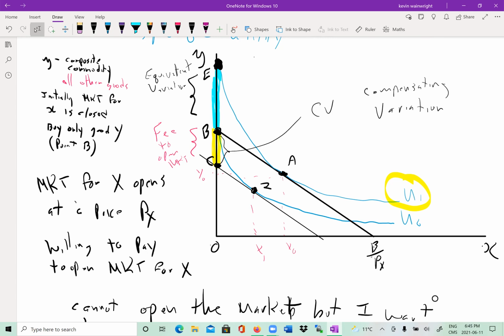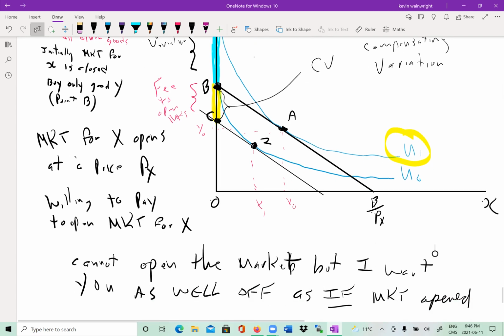And if you look at the graph, for this particular example, my compensating variation, which is my willingness to pay for the economic benefit, is C to B. So I'm willing to pay C to B to have the market open. Now, if I cannot have the market open, but you give me B to E in extra budget, I'm indifferent. So to me, getting a budget of B to E is equivalent to being able to buy good X at point A. And you can see in my graph that equivalent variation in this case is bigger than the compensating variation, even though both are meant to measure the same thing, which is the increase in utility from having a market opened.